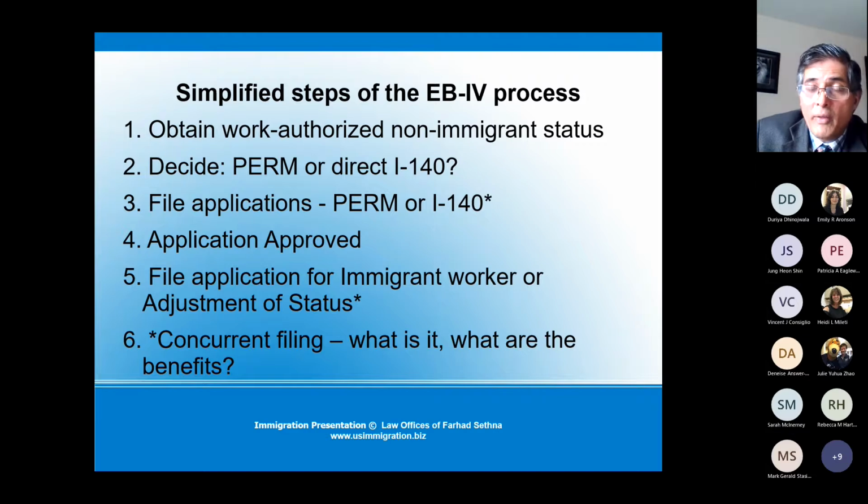Concurrent filing, what is it? What are the benefits? If you have a priority date which is open to you, if you're from a country that doesn't have a backlog, you could file your I-140 and your I-485 at the same time. What does that do to help you? You can apply for employment authorization with your I-485. You can apply for travel authorization with your I-485. Your family members can also apply for their employment authorization, their travel authorization, and their green card at the same time as you. Are you taking a risk?